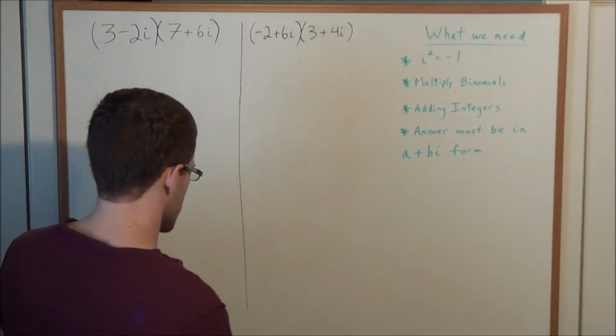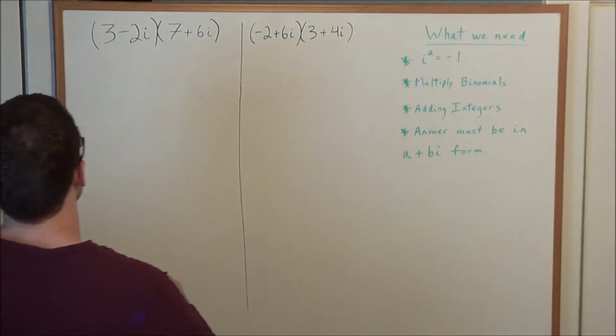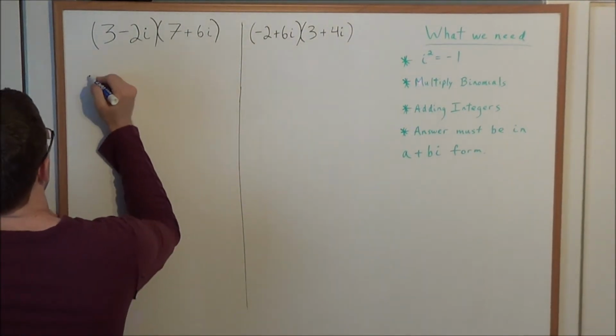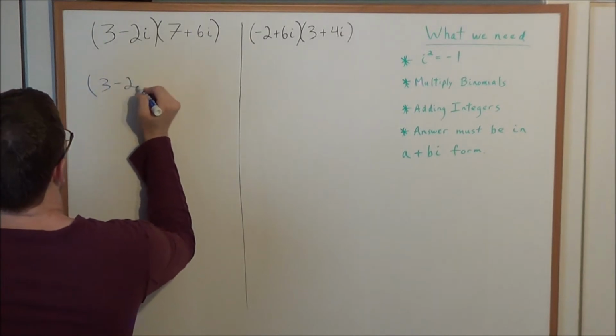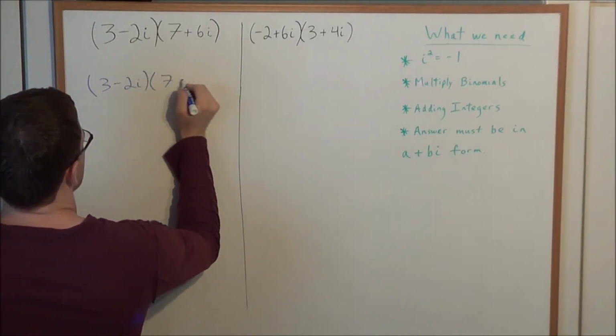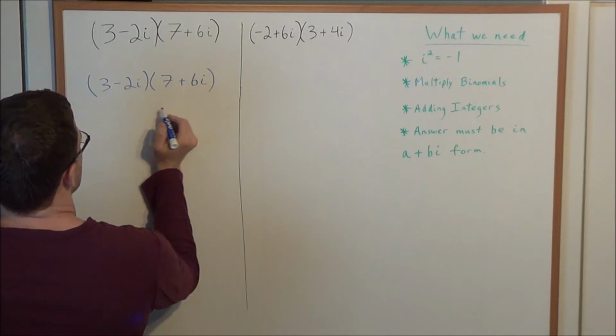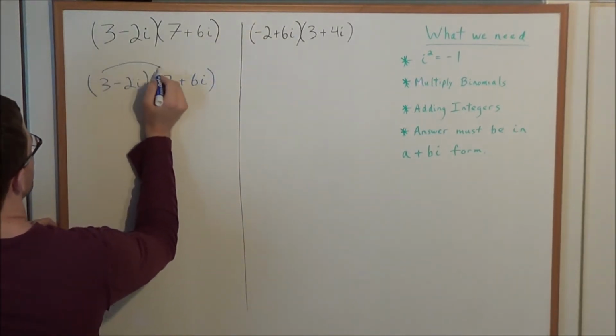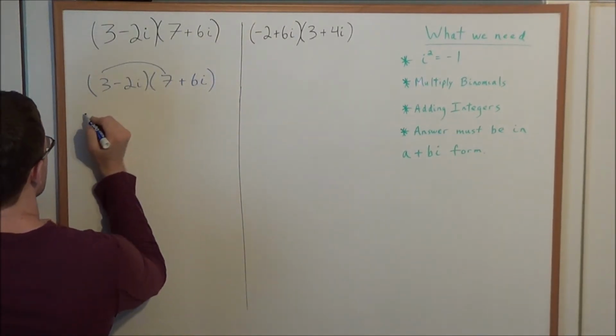So now let's go ahead and get started. We'll start with the first problem here, and we have 3 minus 2i times 7 plus 6i. So now we get started by multiplying these two binomials together. We're going to multiply 3 times 7. This is 21.